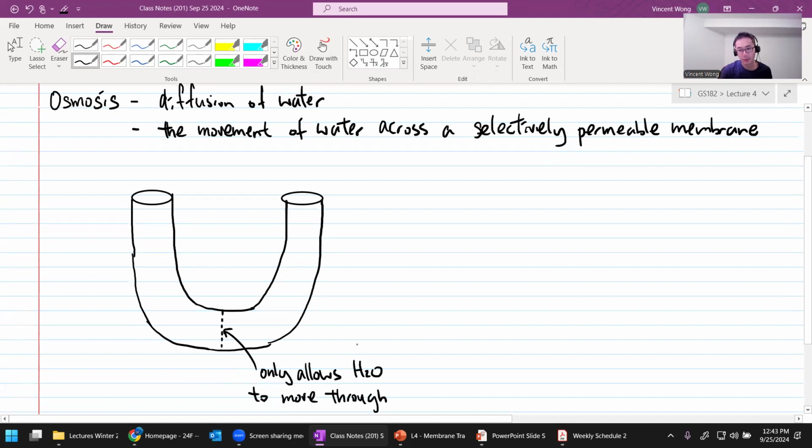These kinds of things exist in real life, okay? People who do dialysis, if they don't have a functioning kidney and they need to clean their blood through dialysis, these kinds of membranes are used all the time. Okay? So let's say we have a membrane at the bottom that only allows water to pass through and nothing else.